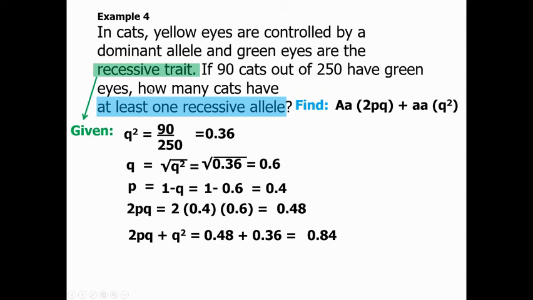Now again, they've asked us how many cats. So we will multiply that frequency by 250, and our final answer is 210 cats.